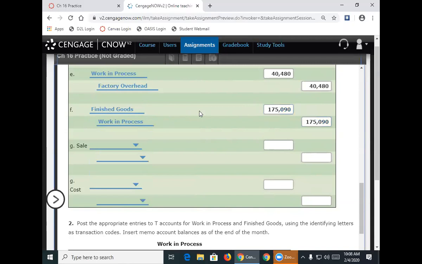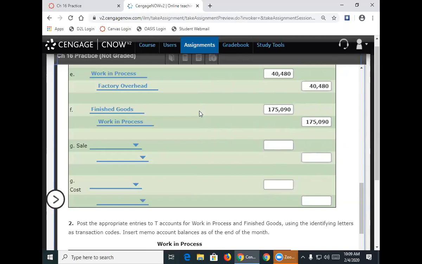So when I'm looking at that, what that tells me is that job 104 wasn't finished in the period, right? So 104 will still be in work in process. 106 will also still be in work in process. And yes, they'll still sit as debits in work in process. So they will be debit balances still in work in process. So 104, 106 still in work in process.